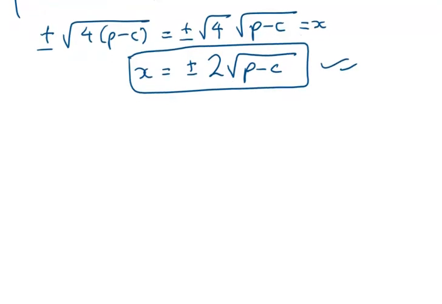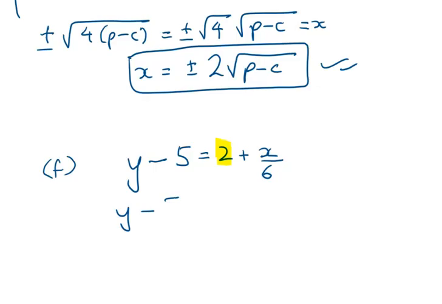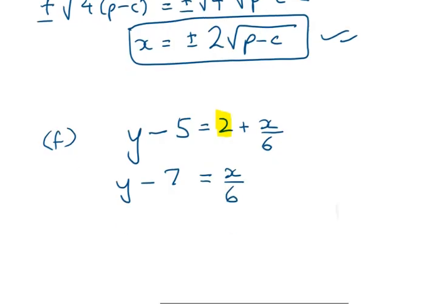Okay, last question in here is question F. So we've got y minus 5 is equal to 2 plus x over 6. I think this is a little bit easier than some of the earlier ones. The first thing I'll do here is I'll subtract 2 from both sides. That gives me y minus 7 is equal to x over 6.